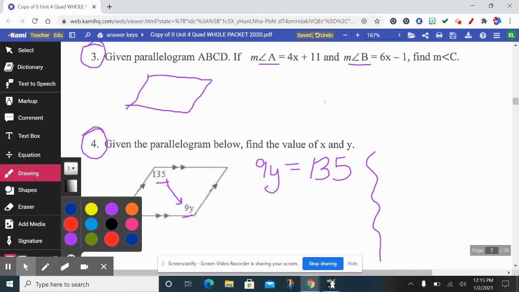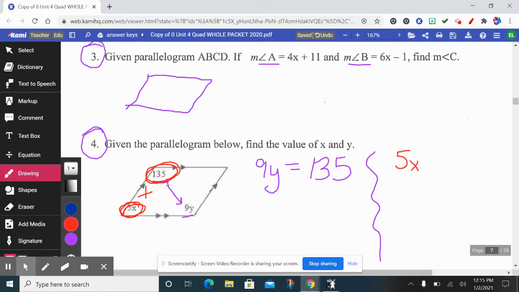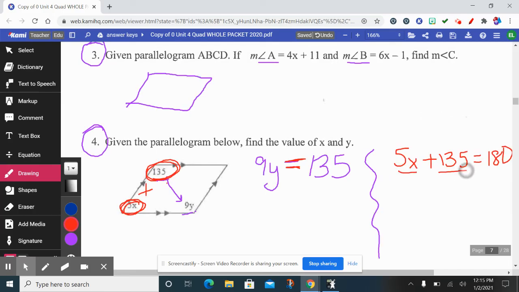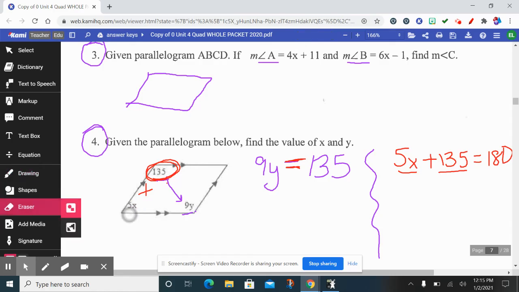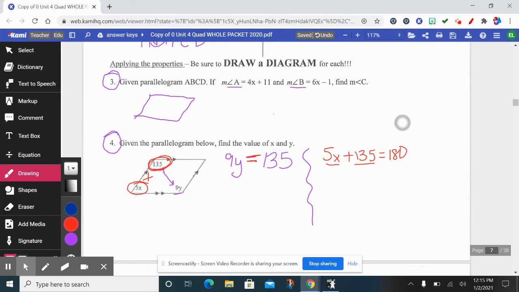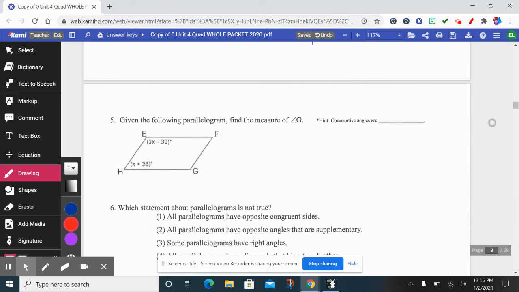But also consecutive angles, the 135 and the 5x, those are next to each other. Those add to 180. So 5x plus 135 equals 180. So again, sometimes you're going to set the parts equal depending on their position in the picture. Other times you're going to add them together to equal 180. Just want to double check. That is a 5, yeah. Okay. So there you can solve for x and you can solve for y.